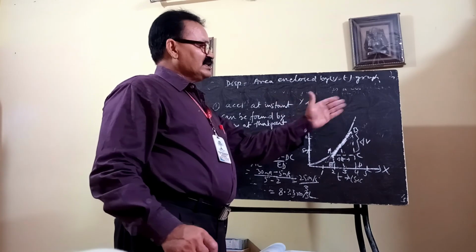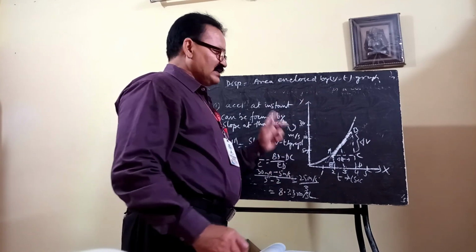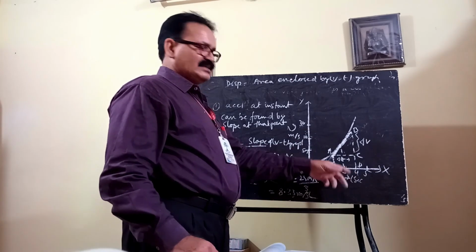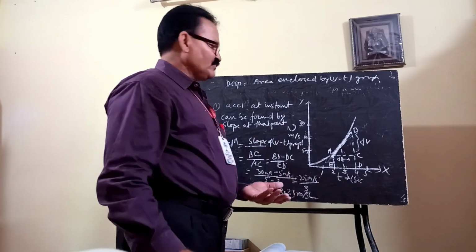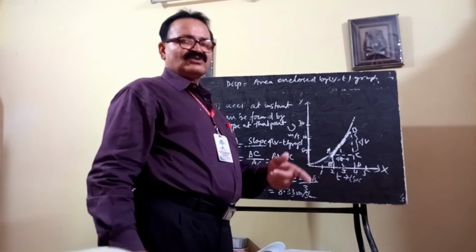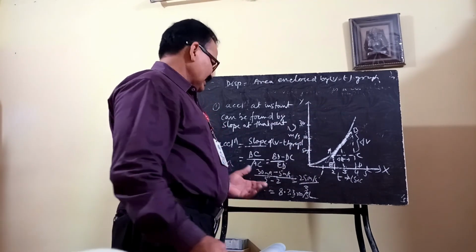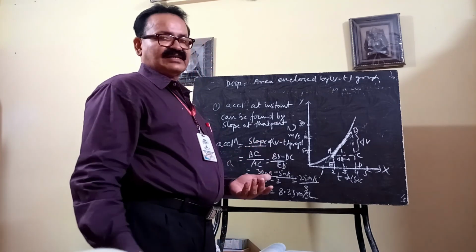So there are three cases for your velocity time graph. One, the nature is parallel to the time axis. Another is inclined with the time axis, when the body undergoes uniform acceleration, and for non-uniform acceleration the velocity time graph is a curved line. For that you get the instantaneous acceleration.